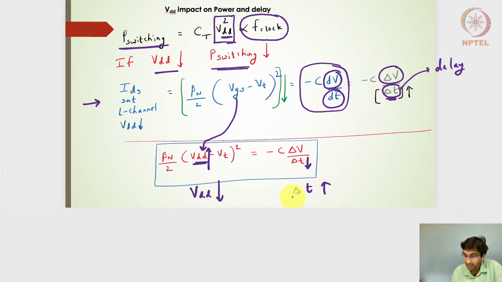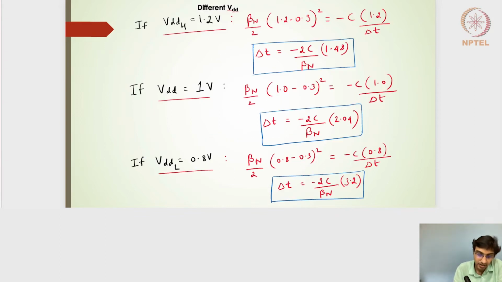That means the output node voltage, whether it is charging or discharging, is going to take a lot of time to reach 50% of the final output voltage, because that is where the propagation delay, rising and falling, is defined. Hope this is clear. Moving ahead, let's take an example.